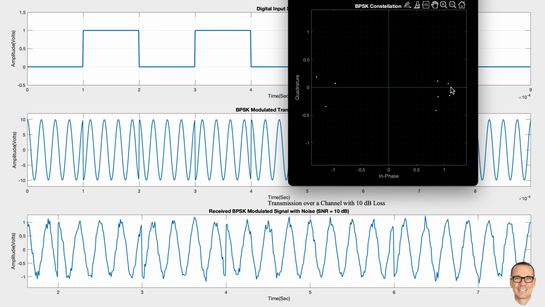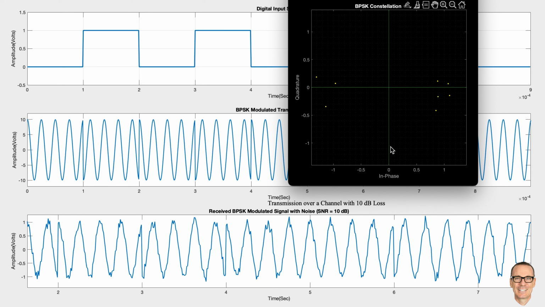Each one of these yellow dots represents the output of the demodulator for the corresponding period of the received waveform. The demodulator takes this waveform and tries to work out the amplitude and phase of the sinusoidal waveform that it's receiving. Because of noise, it's not going to be exactly at +1 or -1. It's scattered around. The job of the detector is to take the output from the demodulator and decide whether it represents a 1 or a 0.